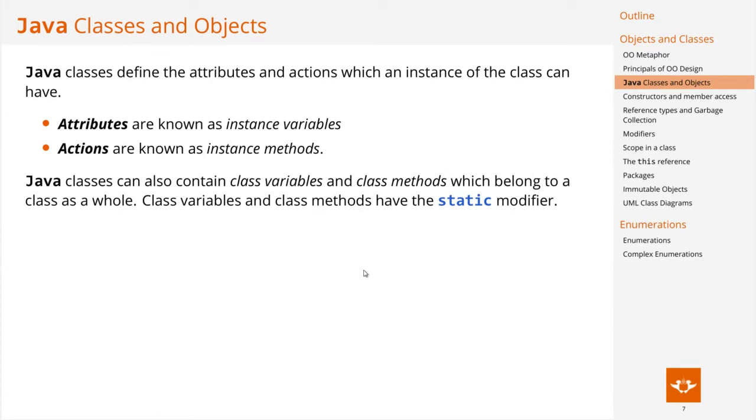So static belongs to a class. It is not unique to each instance. Instance variables are unique to each instance. That's what the static modifier does. It belongs to the class. It doesn't belong to an instance.